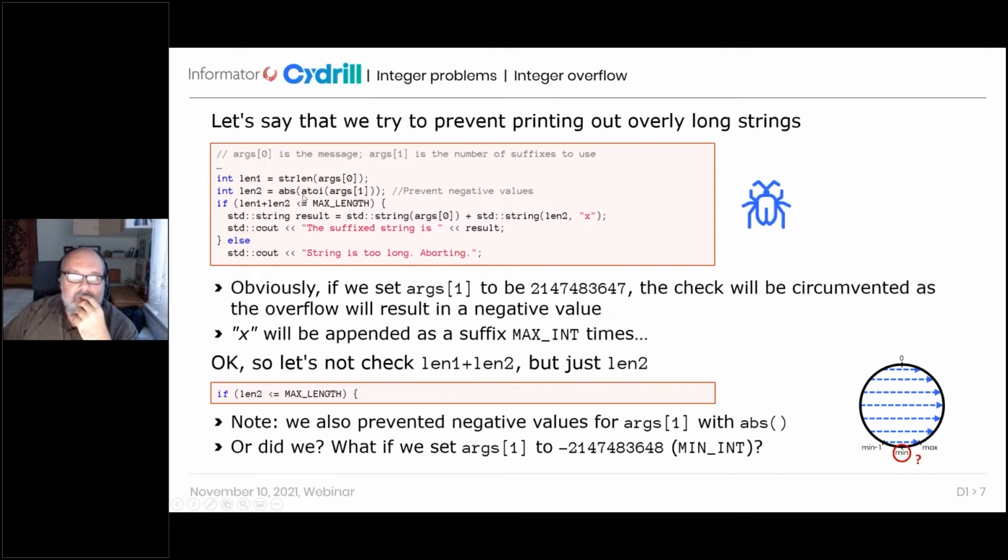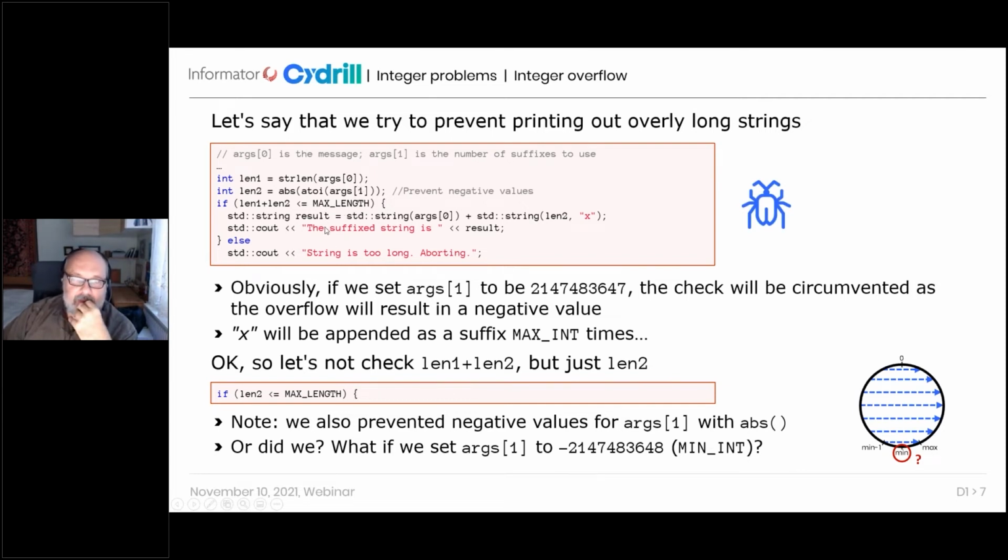We turn that number into an integer, of course, it's all string. And we calculate the length of the first string, and then we print out args0 concatenated with as many x characters as the second parameter is. But we thought, okay, we want to prevent this printout from being too long, so we are checking whether len1 plus len2 is smaller than some kind of max length. Let's say it's 100 or maybe 1000, whatever it is. We want to prevent too long a string from being printed out.